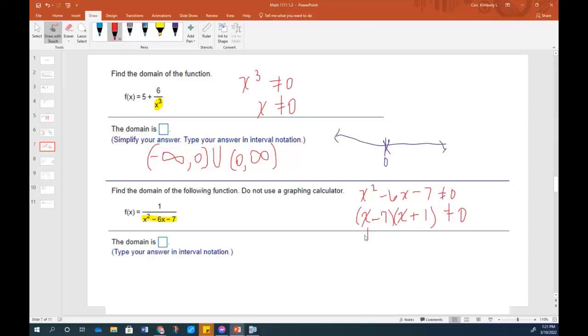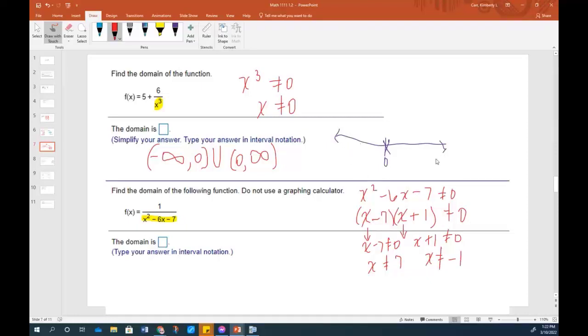So then that would mean that one of these two parentheses would have to equal 0 if that were going to happen. So really, x minus 7 is not supposed to equal 0, and x plus 1 is not supposed to equal 0. So again, I'm doing it just like it's equals, but I'm using a not equals, which means x cannot equal 7, and x cannot equal negative 1. Okay, now I'm ready to write my interval.